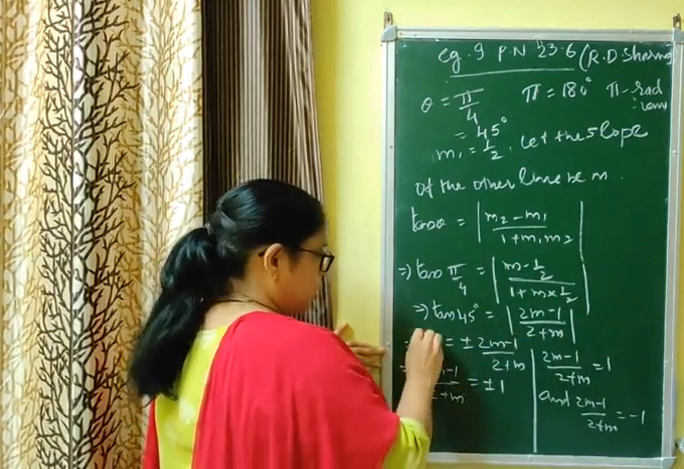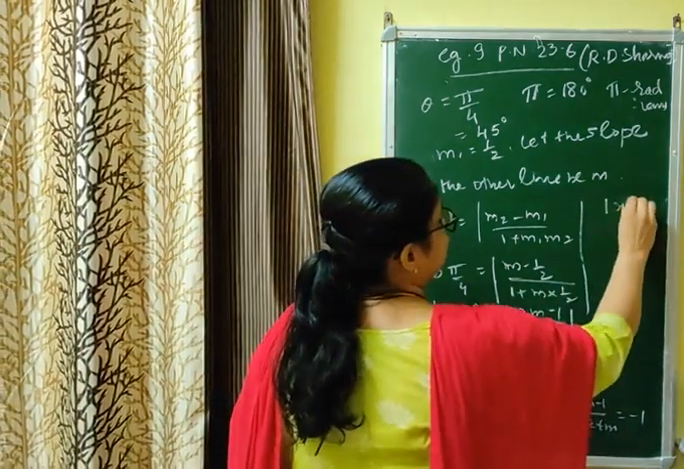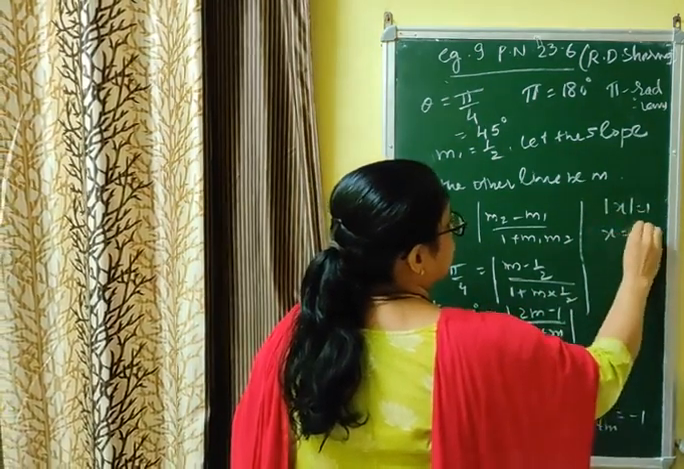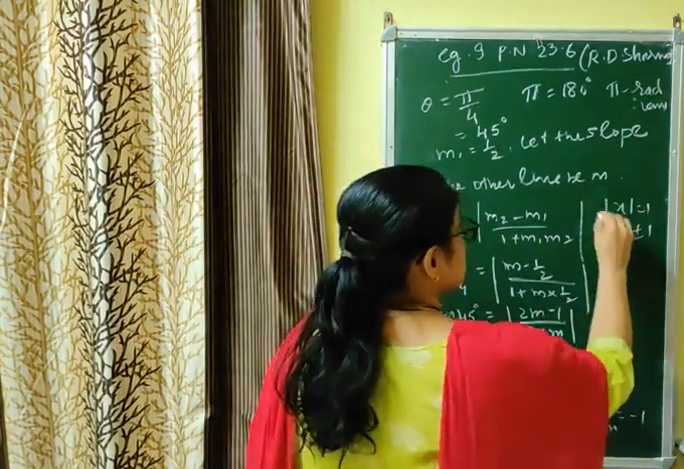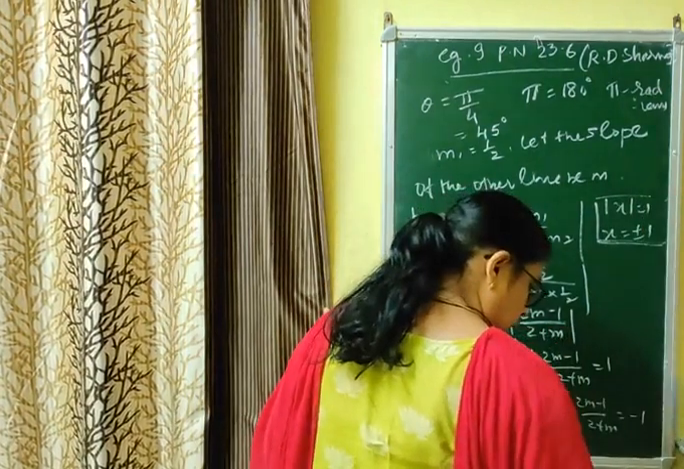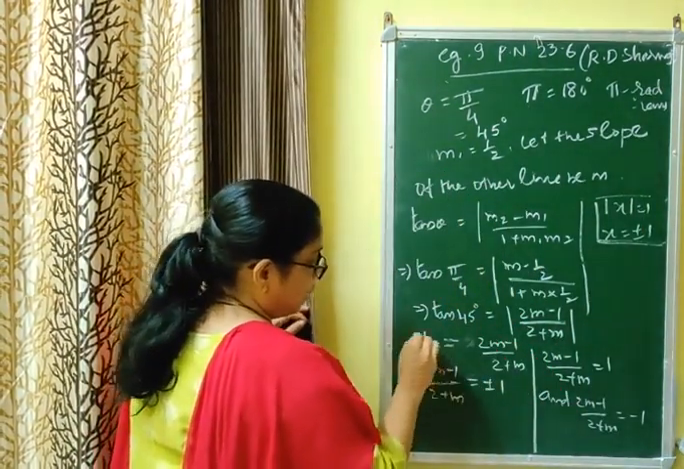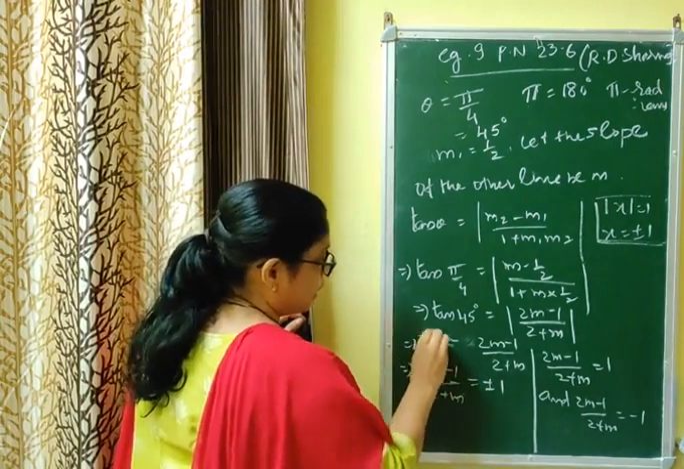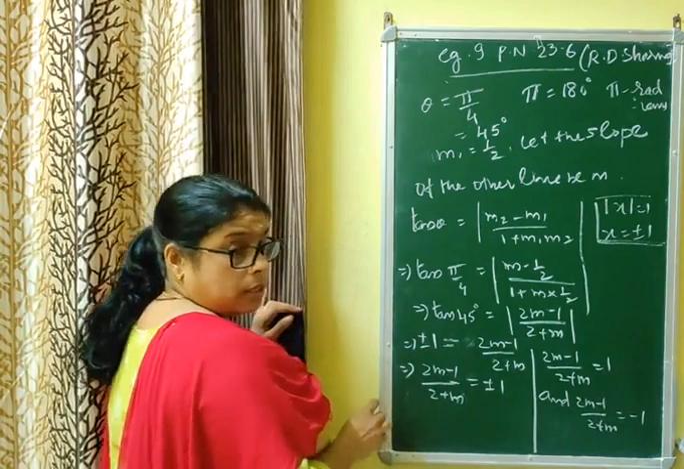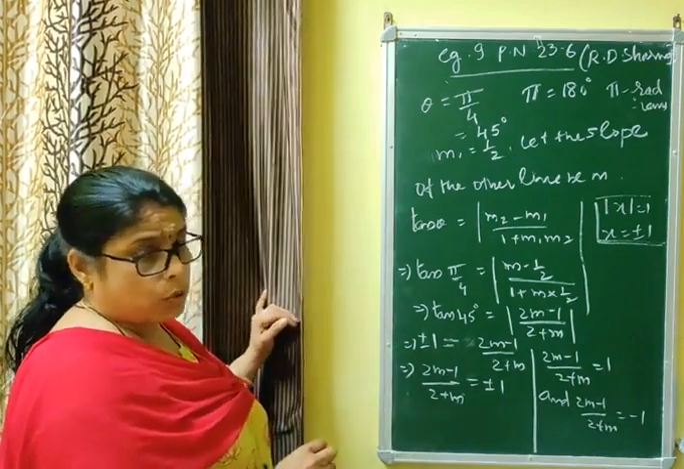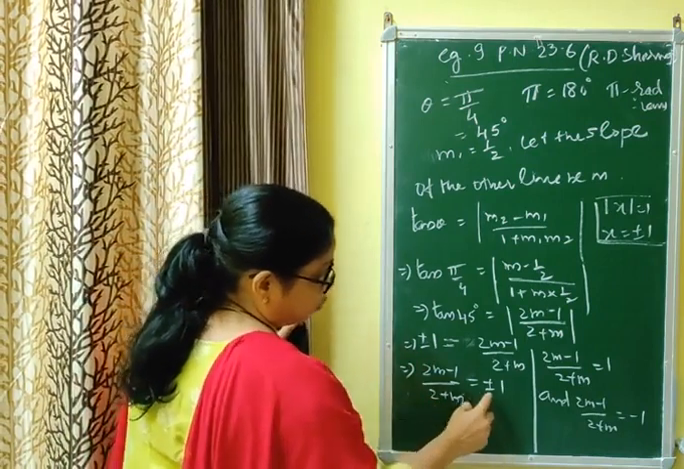If you change the modulus, that means if mod x equals 1, then x equals plus or minus 1. That is the formula of the modulus function. This is very important. So if you change the modulus sign, it becomes 2m minus 1 equals plus or minus 1. This should be mentioned, otherwise you will lose the mark. This is very important, and not only in class 11 but also in class 12 this topic will come. That is, 2m minus 1 upon 2 plus m equals plus or minus 1.